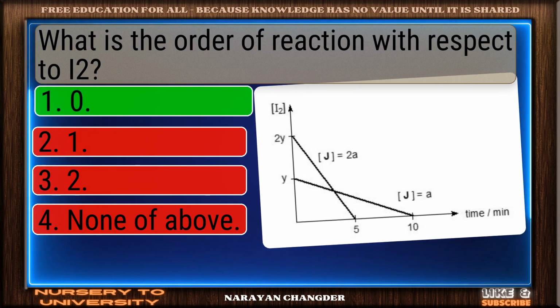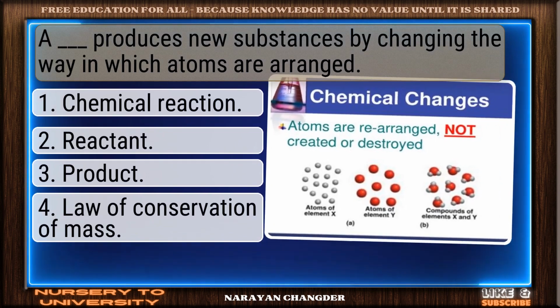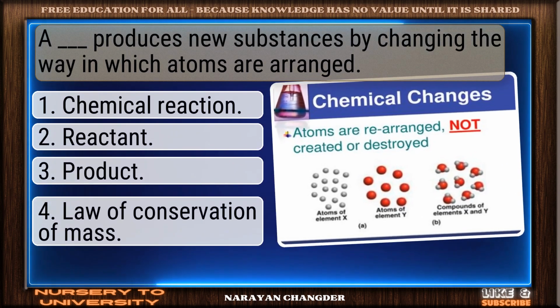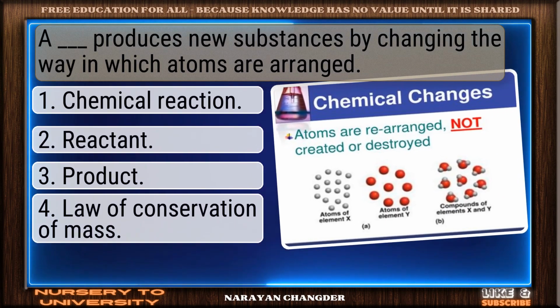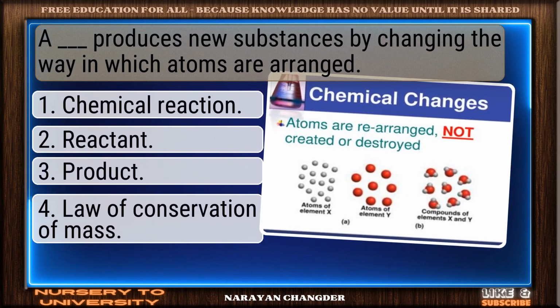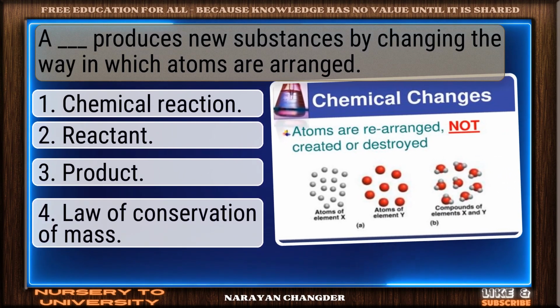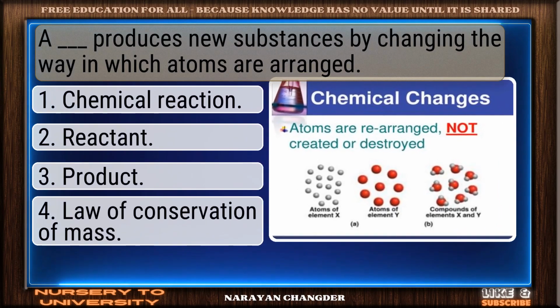Good job. A dash produces new substances by changing the way in which atoms are arranged. Option 1, chemical reaction. Option 2, reactant. Option 3, product. Option 4, law of conservation of mass.